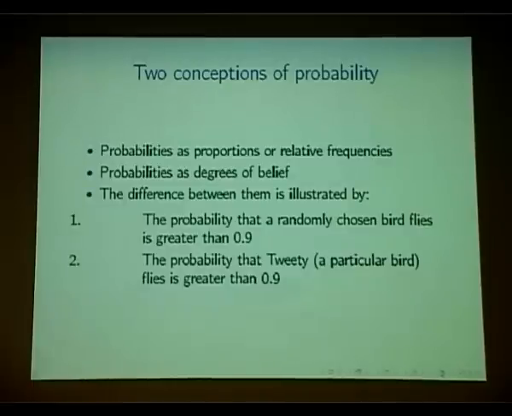And then we have probabilities, subjective probabilities as degrees of belief. Usually the difference between them is illustrated by these two statements. The first statement is, for instance, the probability that a randomly chosen bird flies is greater than 0.9. And the second one is the probability that Tweety, a particular bird, flies is greater than 0.9.